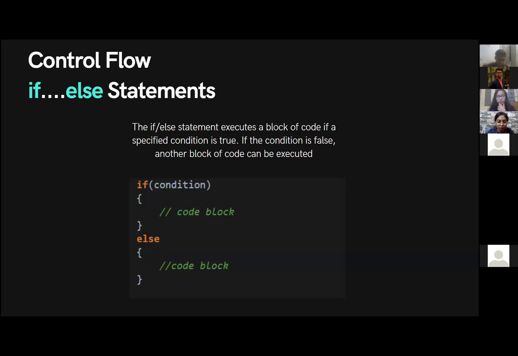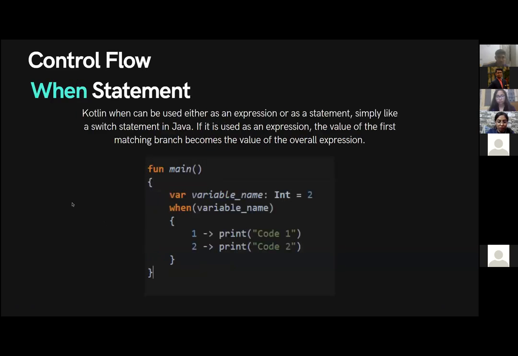So let us go to another thing called the when statement. If you ask what is when, it is nothing. It is the same as the switch case that you use in other languages such as Java and C. Here in the when statement, you can use an expression or a condition inside the brackets. It's simply like a switch statement, as I said before. If it is used as an expression, the value of the first matching branch becomes the value of the overall expression. Let me just quickly explain. Here we have declared the when keyword and then the condition to follow. If the condition is one, it's going to execute this line of code. When the condition is the specified value, it's going to print this specified line of code. So this is the basics of the when statement.